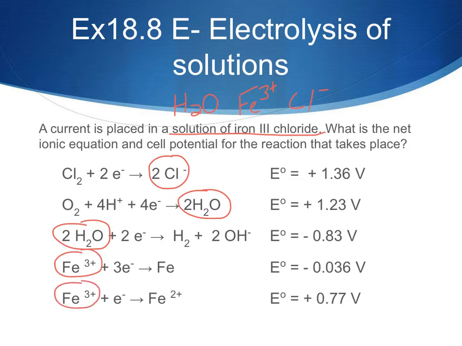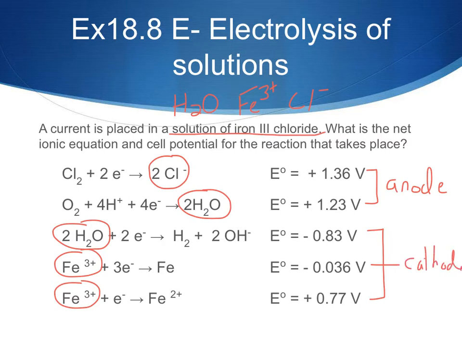And now we start to see some trends here. The first two I have to reverse. This will be my anode competition. One of those will happen. And then here I've got 3 choices for my cathode competition.